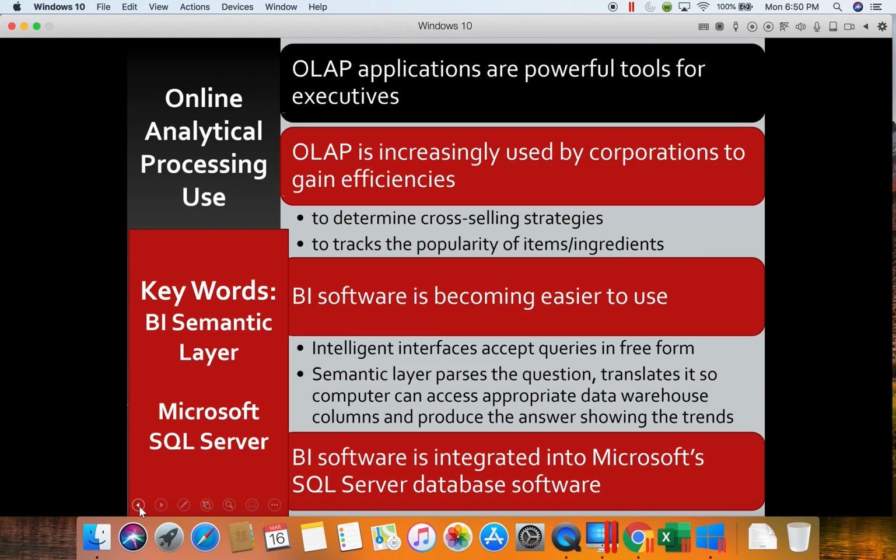BI software has become so popular in large companies that Microsoft has integrated such software into their powerful database management system, SQL Server. They also have a tool called Power BI, which is similar to some of the tools that we used for data intelligence in Module 11 in Excel with the Power Queries.